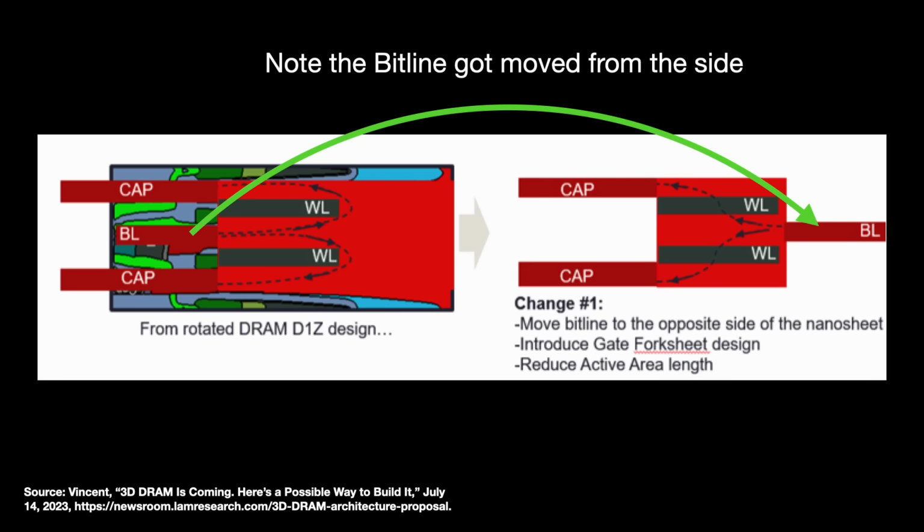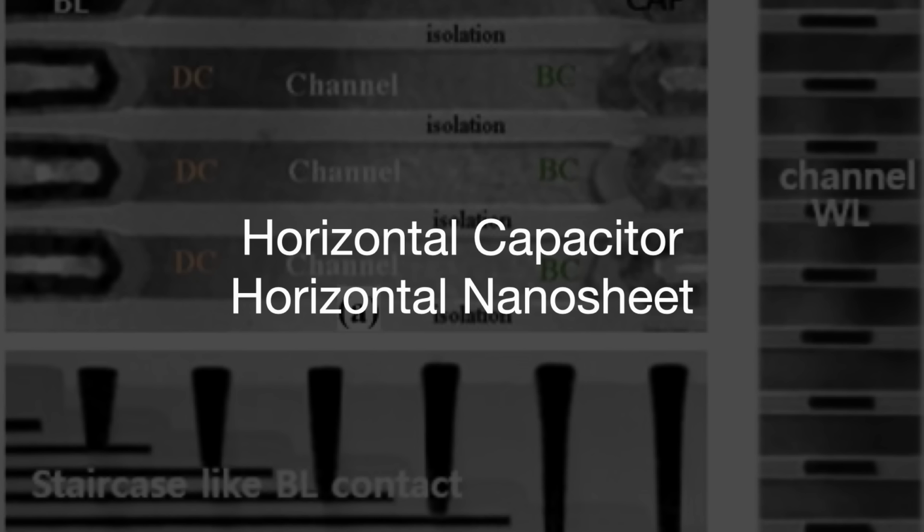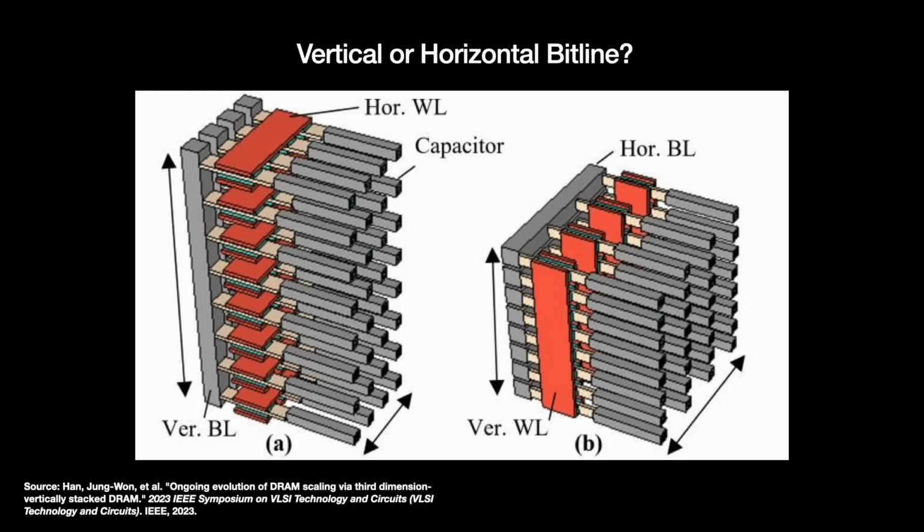I've seen several 3D DRAM designs that are kind of like what Vincent cooked up. Short and wide horizontal capacitors sticking out like leaves. They generally seem to be referred to as horizontal capacitor or horizontal nanosheet. One major difference between these designs is where to place the bit lines and word lines.